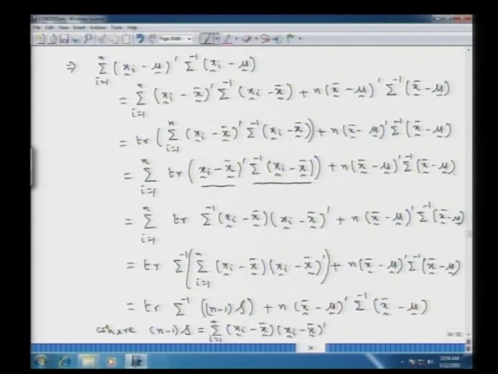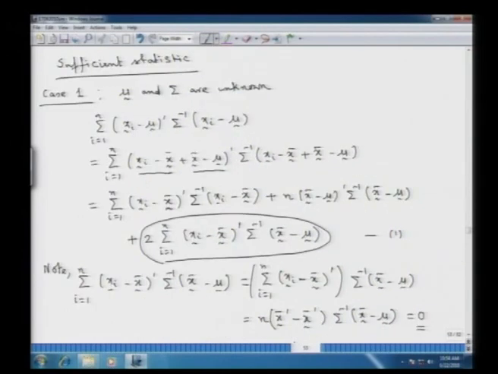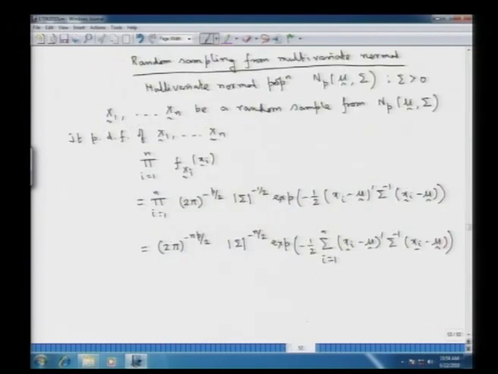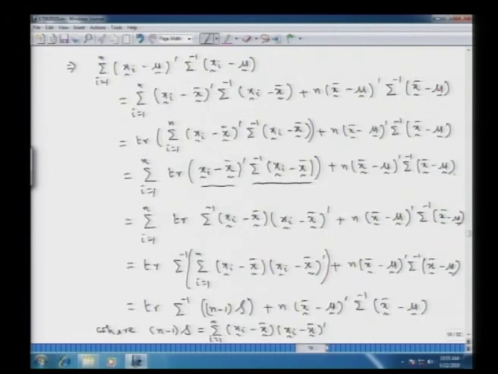So, this term here, which was in the exponent of the joint PDF, is the term we have simplified and reduced into that form. We have that term as trace of sigma inverse times n minus 1 times S plus n times x bar minus mu transpose sigma inverse x bar minus mu. So, we will use this term.